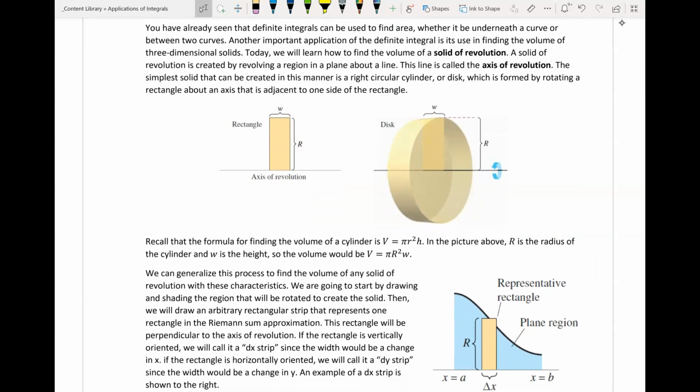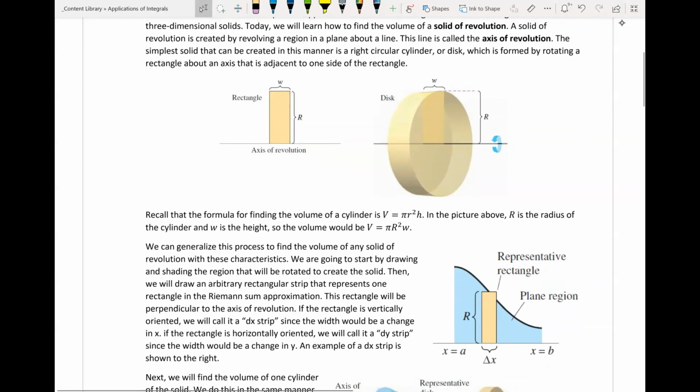We've already seen that definite integrals can be used to find area, whether it's under a curve or between two curves. When we're finding volume, this is called the volume of a solid of revolution, and it is always going to be revolving around a line, which is the axis of revolution.